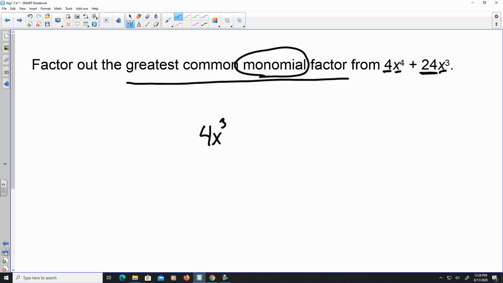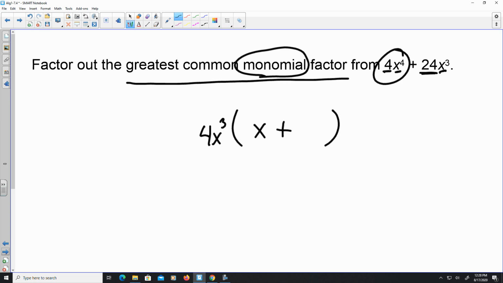And now what I have to do is put parentheses and fill in what's left over. So 4x cubed times what is going to give me 4x to the 4th? In this particular instance, it is going to be just x, because 4x cubed times x is going to give me 4x to the 4th.